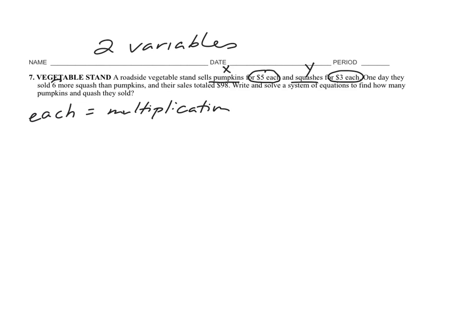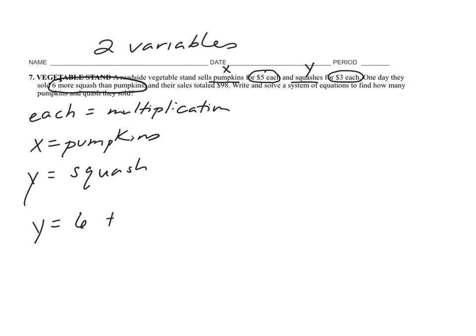So if you have 6 more squash than pumpkins, how would you write the equation? X stands for that, Y stands for this. If there's 6 more squash than pumpkins, well, Y would be 6 plus X, right? Or X plus 6. Because there's 6 more squash than pumpkins, right? Squash has to be more.